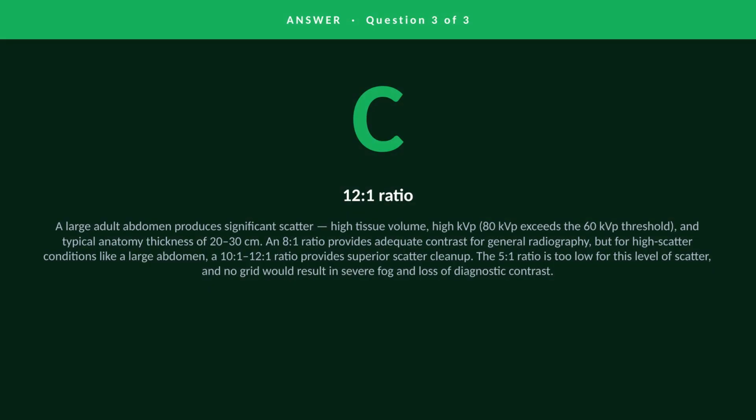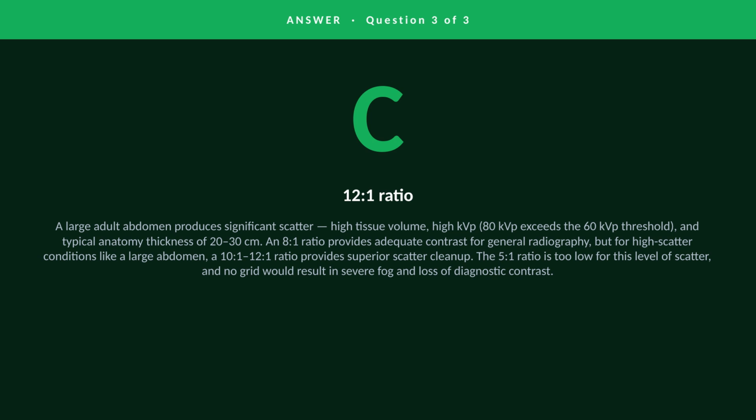The answer is C, a 12:1 ratio. A large adult abdomen is thick, uses high kVp, typically 75 to 85 kVp, and produces significant scatter. An 8:1 ratio provides adequate scatter control for average adult anatomy, but for heavy scatter conditions, large patient, high kVp, large field, a 10:1 or 12:1 ratio provides meaningfully better contrast.